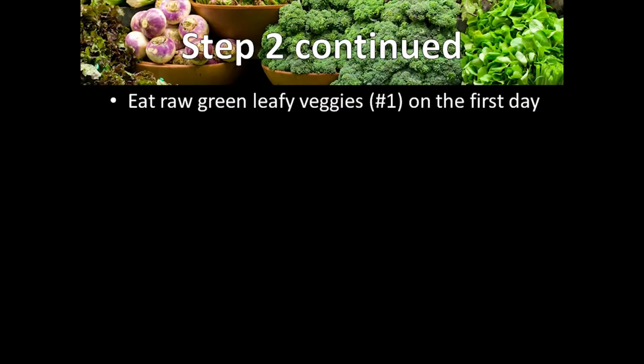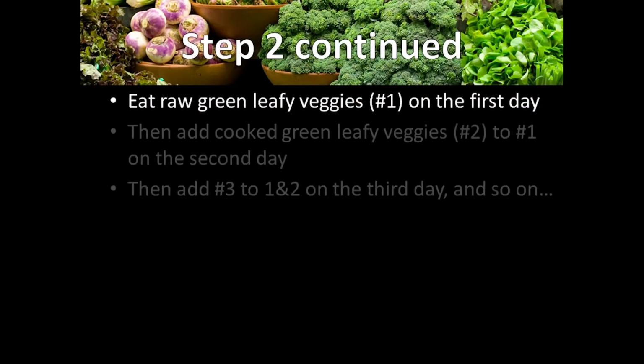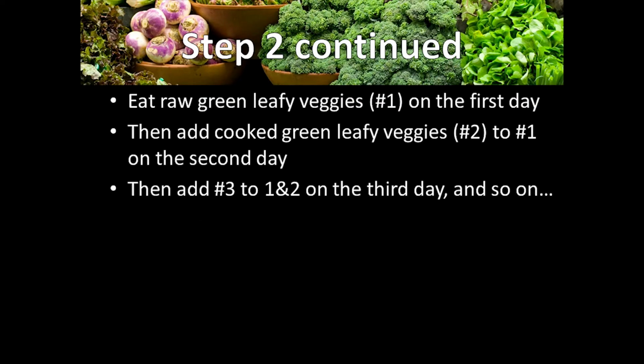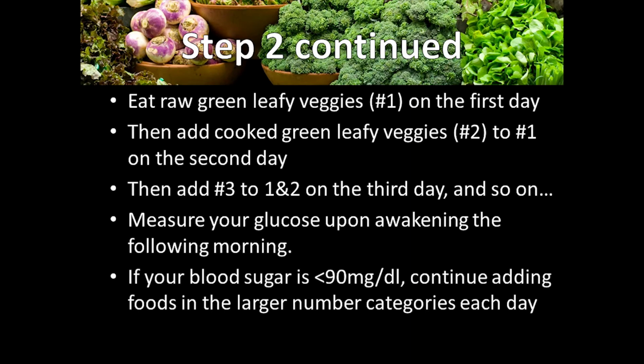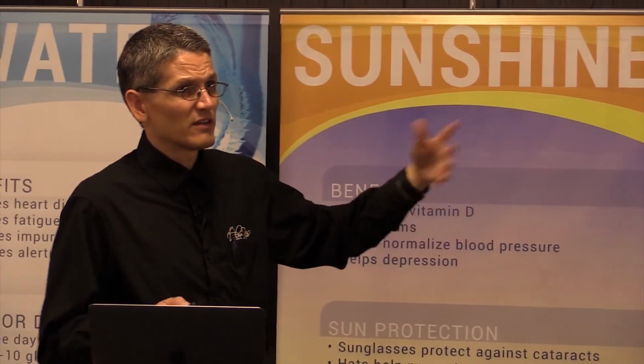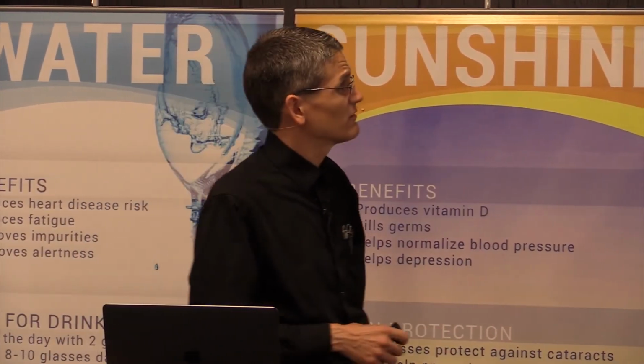So, again, as I mentioned, you eat those raw green leafy vegetables on the first day, and then you add the cooked green leafy vegetables on day 2, and then add number 3 on the 3rd, and so on and so forth, like we talked about, measuring your blood sugar when you wake up in the morning. And if your blood sugar is below 90, keep adding to the next category, and so on and so forth.